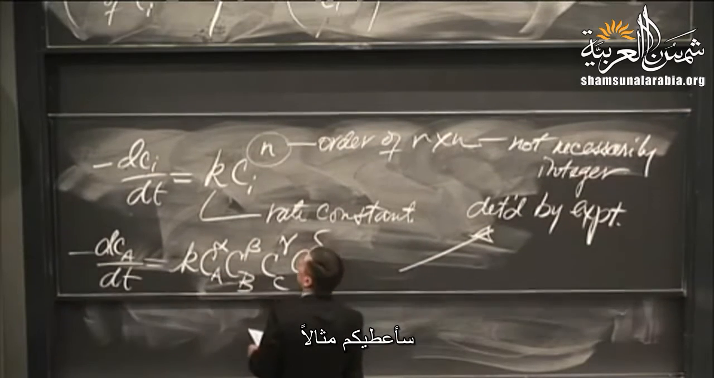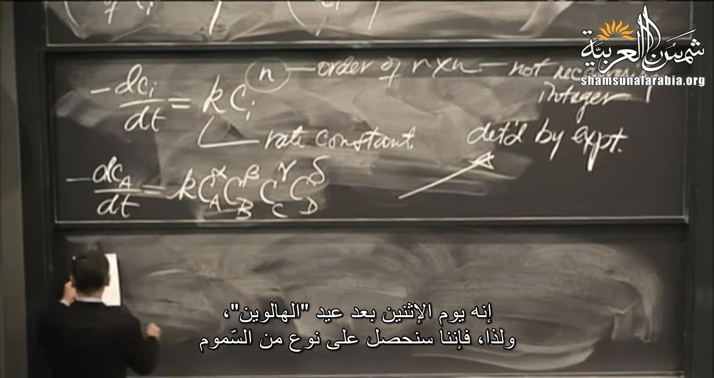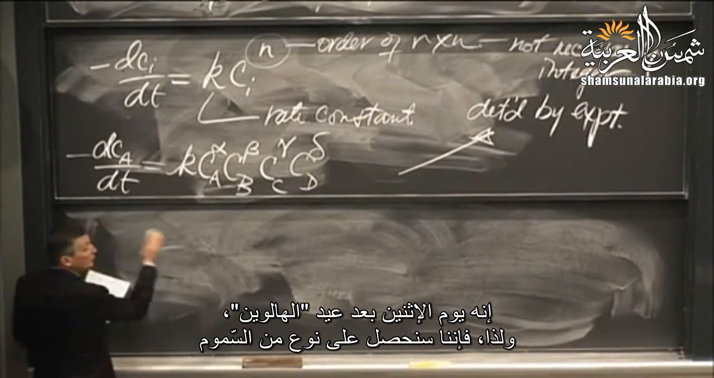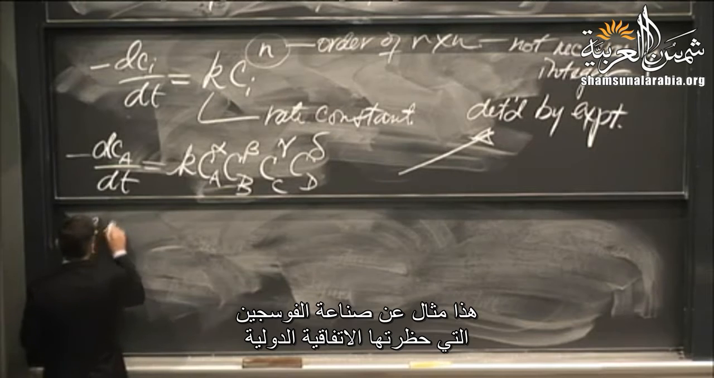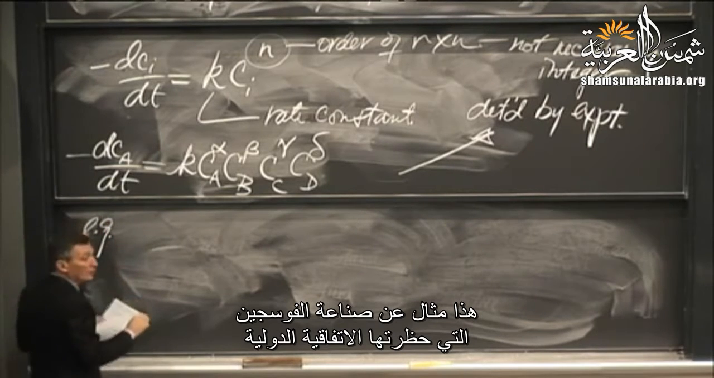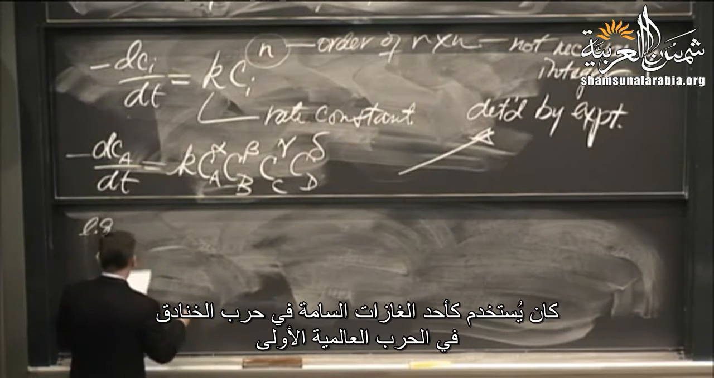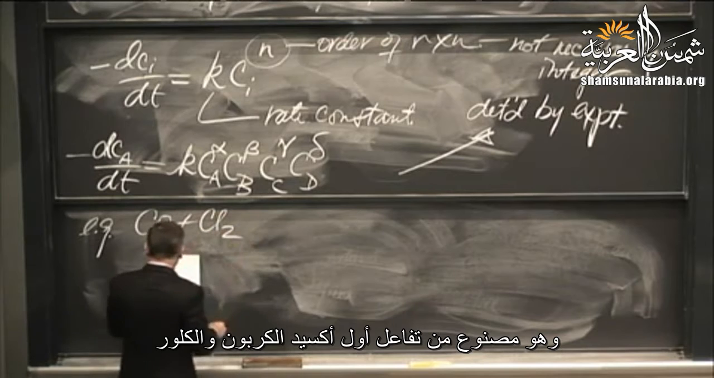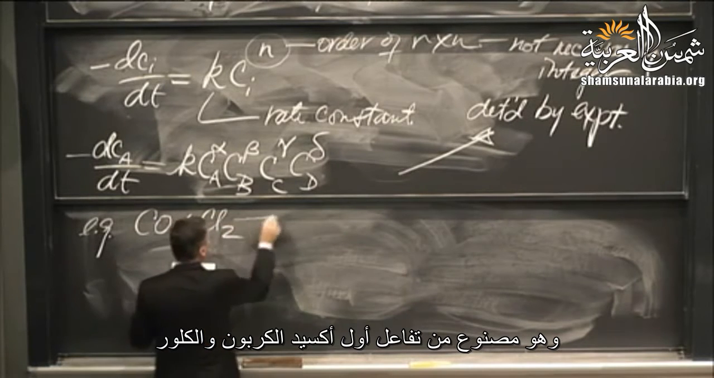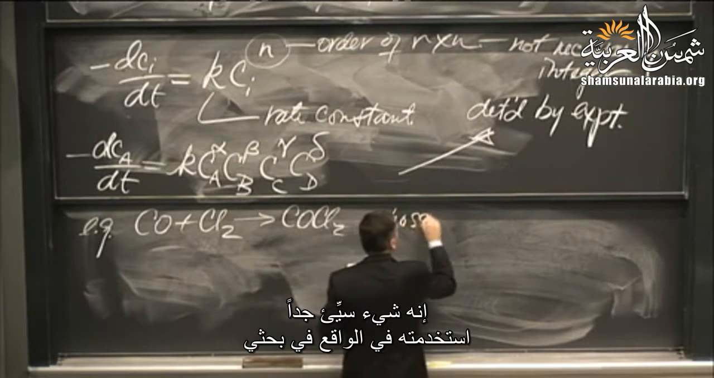So I'll give you an example of one. It's Monday after Halloween, so we'll get something kind of toxic. This was the manufacture of phosgene, which was banned by international convention. It was used as one of the toxic gases for trench warfare in World War I. It's made by the reaction of carbon monoxide and chlorine, giving COCl2. This is called phosgene. It's very bad stuff.